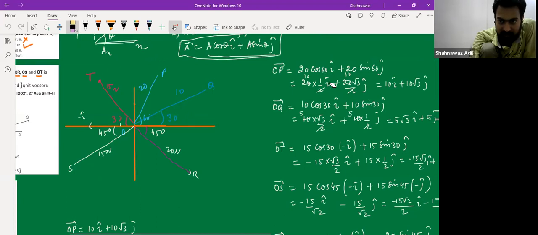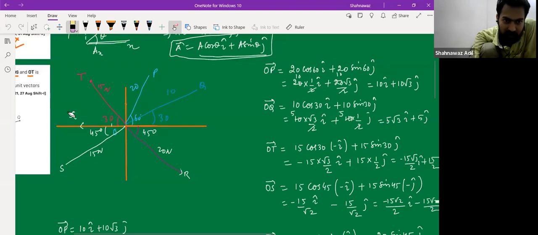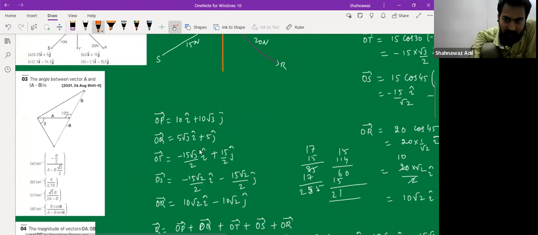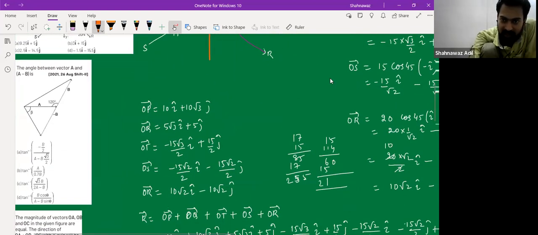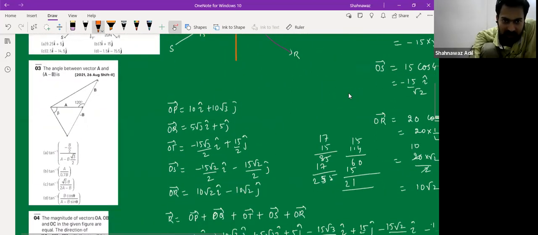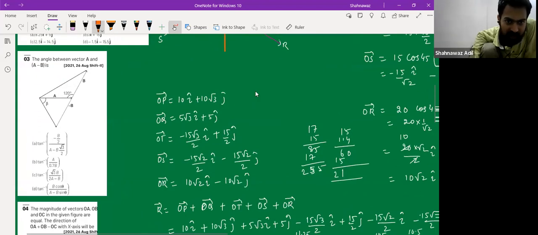I didn't get it. Can you explain it once? Okay, this one is the clear picture. You see that your OP is making an angle of 30 degrees with the y-axis, right? And we measure the angle from the x-axis. Okay, sir, I got it. No problem. Okay, so I will check where I made the mistake, and then I will tell you where I made the mistake.